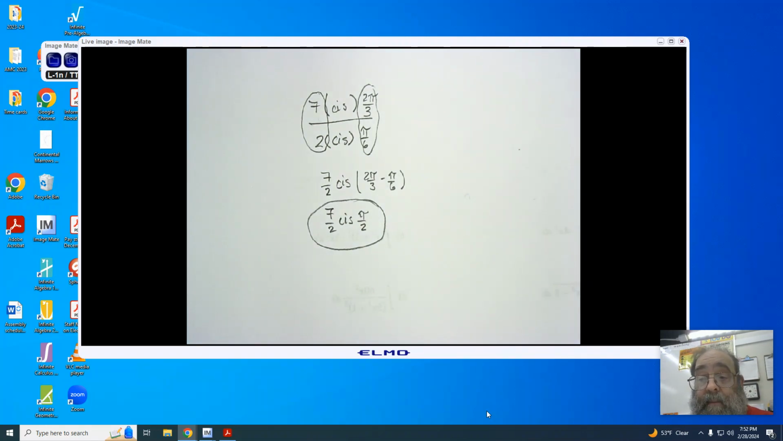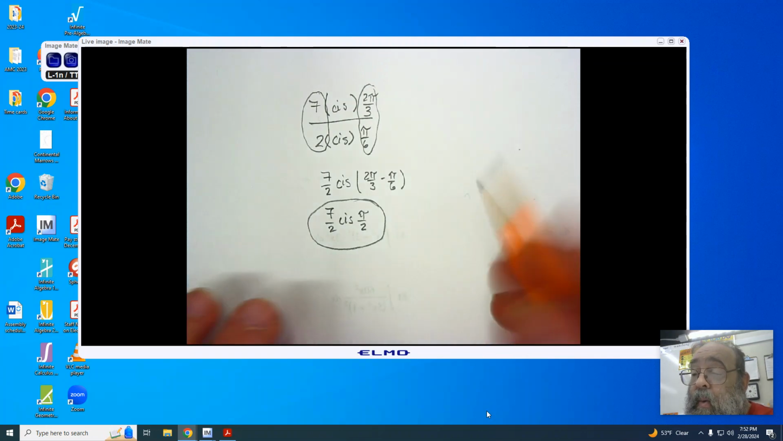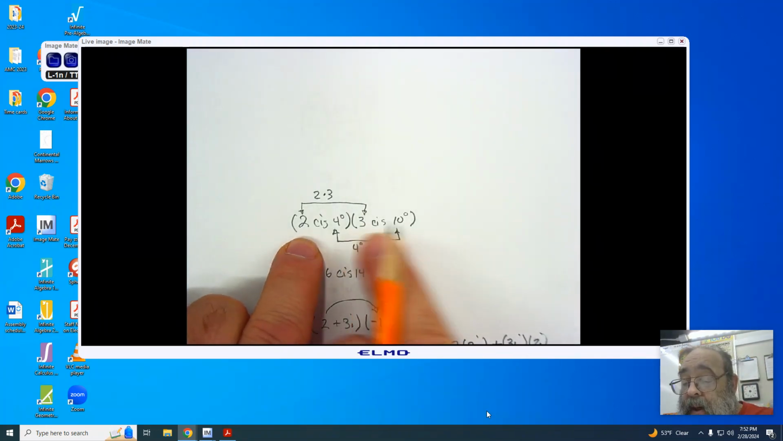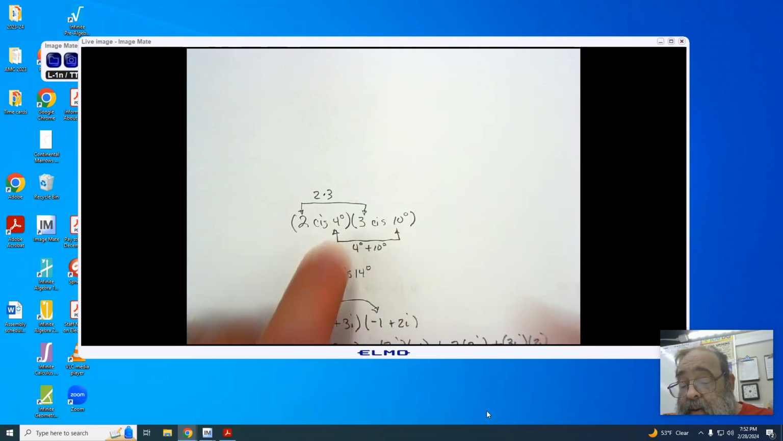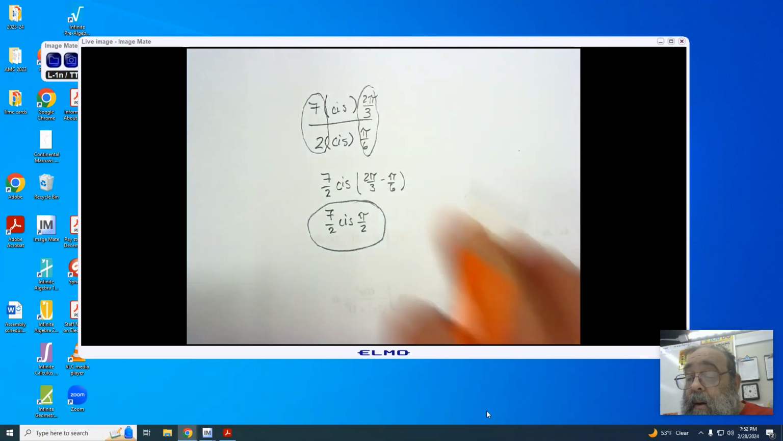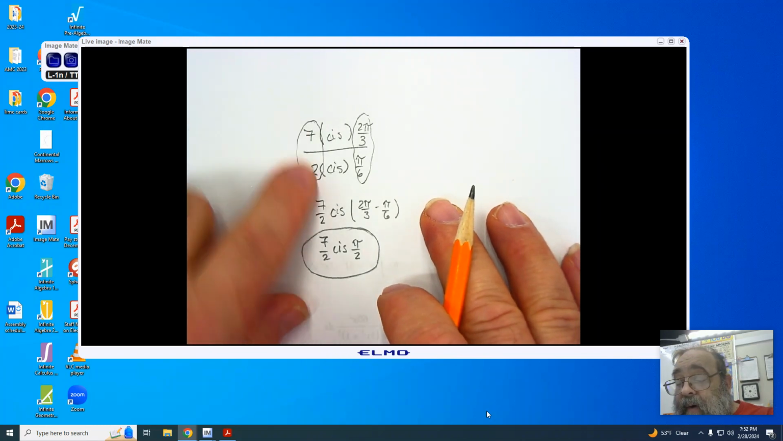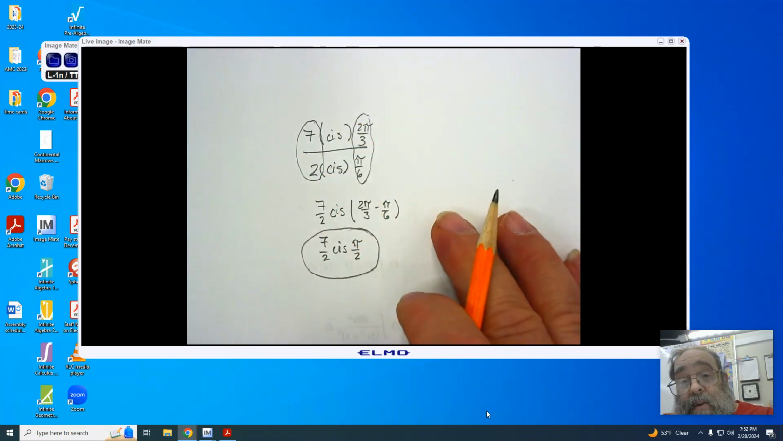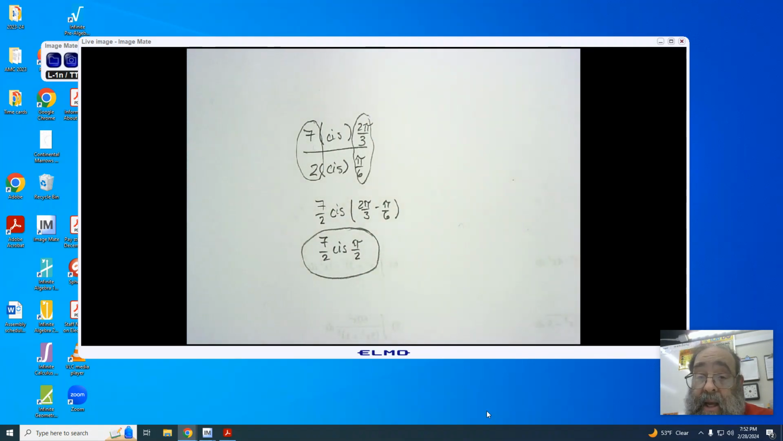Once again, according to De Moivre, when we have a product, we multiply our modulus and we add our arguments. And when we are dividing, we divide our modulus and we subtract our arguments. Couldn't be any easier.